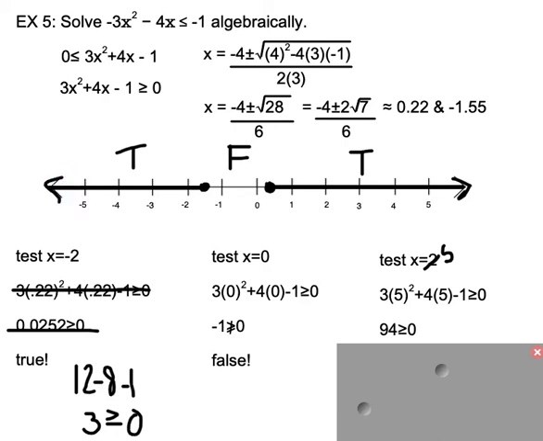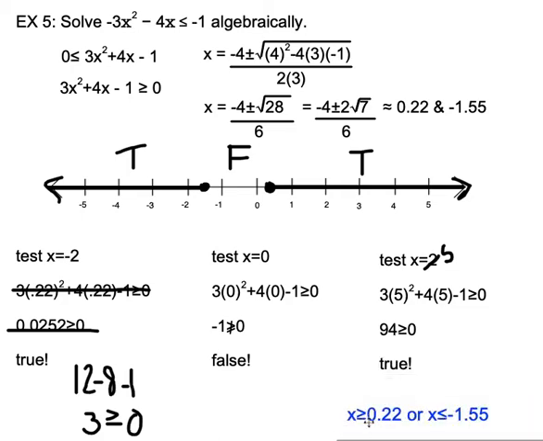So that's how we would graph it, since it doesn't have two variables. Then how we would write it is we would say x is greater than or equal to 0.22, or if it wants the exact, x is greater than or equal to (-4 plus 2 square roots of 7) over 6, or (-2 plus the square root of 7) over 3 if you simplify it. Same case with the negatives. Notice it's not in between the two.